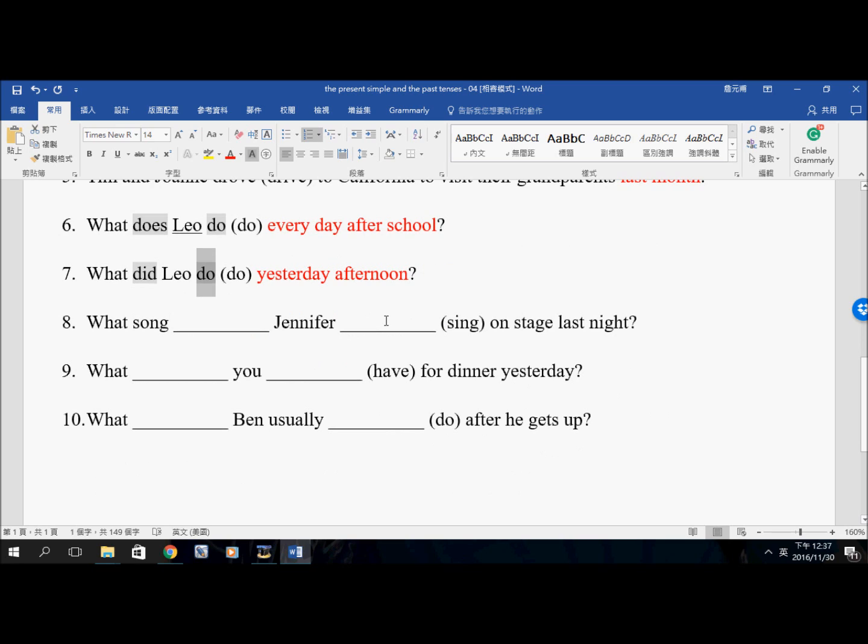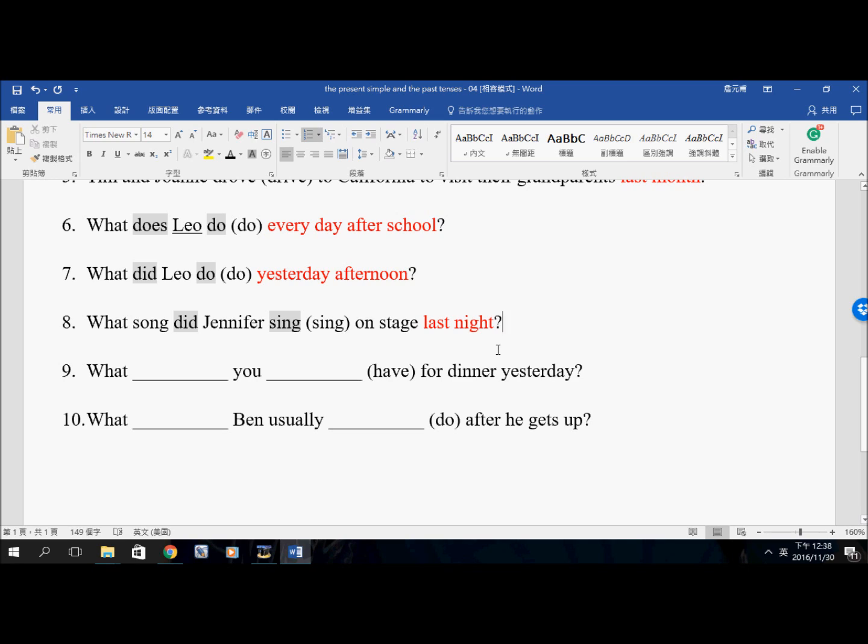Now number 8. Again, let's look for the time marker. The time marker is over here, last night. Last night, what happened in the past? Again, the past tense. And it's a question again. Now, the verb is over here. So when there's a verb, again, you need to use the helping verb. Over here, past tense helping verb, there's only one. So did. What song did Jennifer, now again, base verb, sing on stage last night?